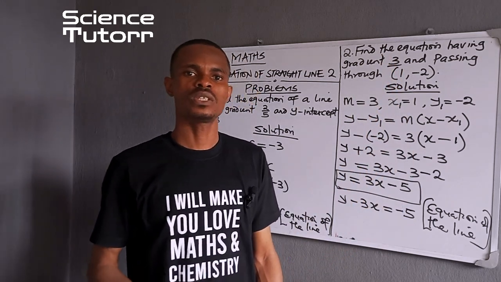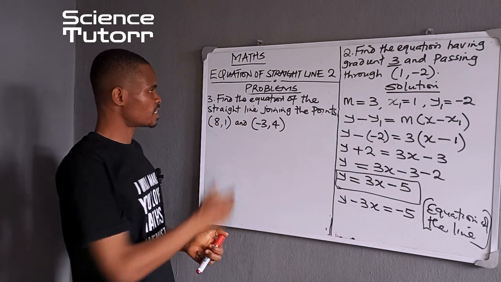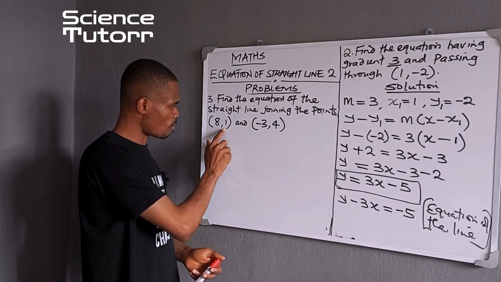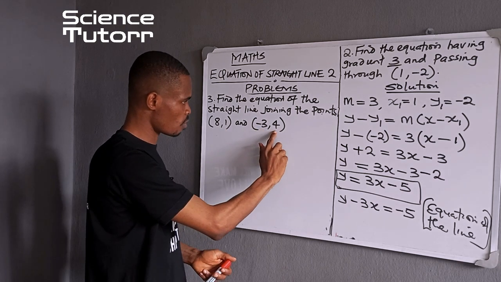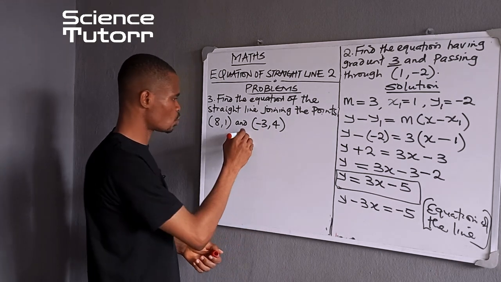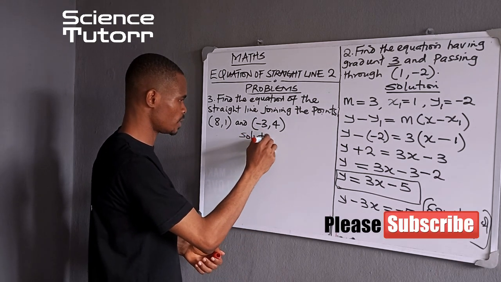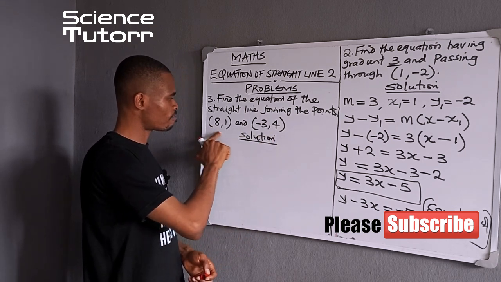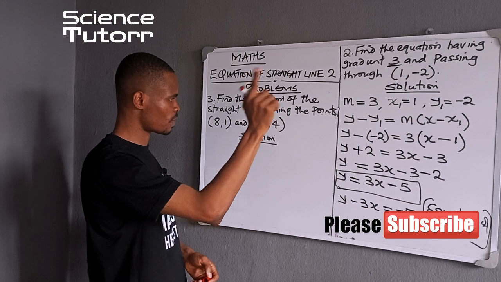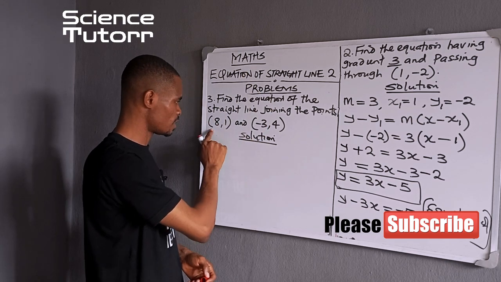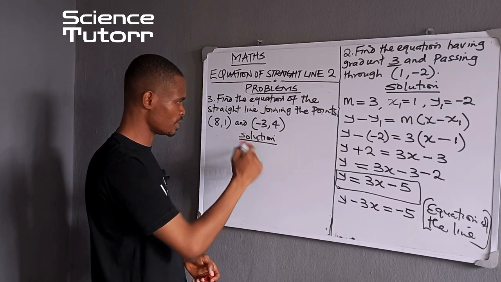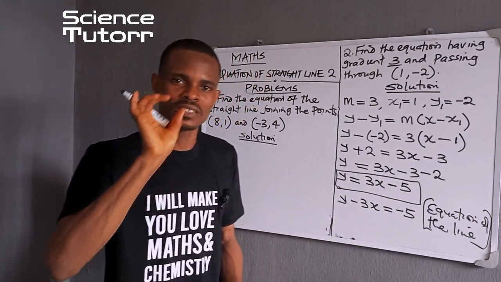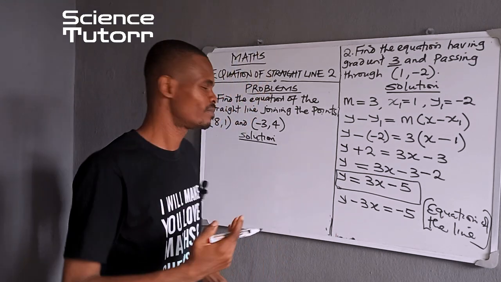On to the next question. Let's find the equation of the straight line joining the points 8 comma 1 and minus 3 comma 4. How do we go about this solution? What comes to your mind? We have 2 points, different from the previous examples we have solved. This is 1 point, this is 2 points. So we simply switch to the formula using gradient and 2-point form.